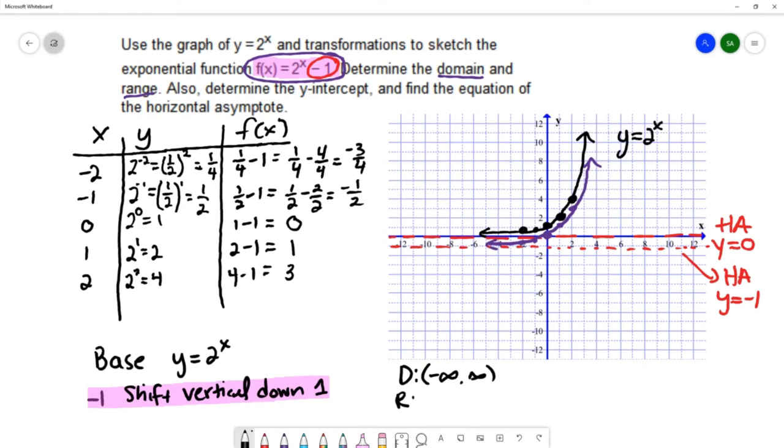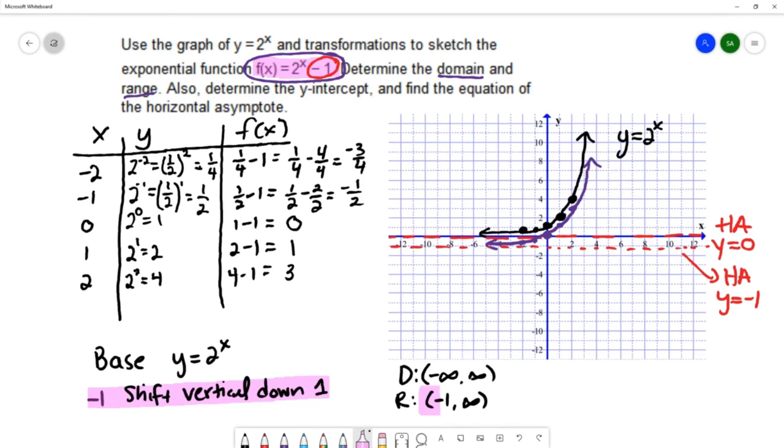And the range originally was from 0 to infinity, but because we shifted it down 1, it's now starting at negative 1 to infinity. You'll notice that I used a parenthesis on the negative 1 because the asymptote is not included in the range. Your graph keeps getting closer to that value of negative 1 without reaching it.